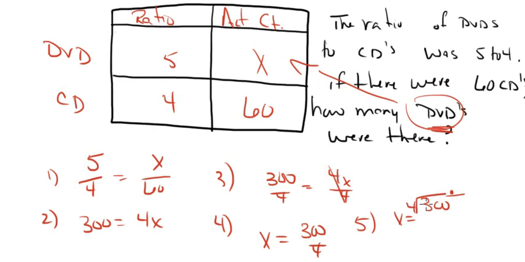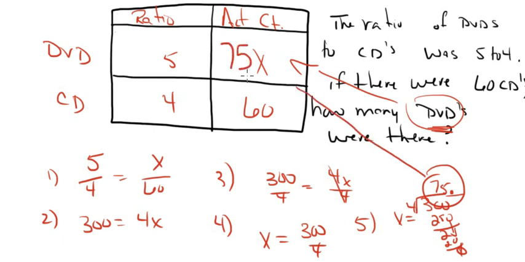4 goes into 30 7 times. That gives me 28. Gives me 2 left over. I got to bring down a 0. 4 goes into 20 5 times. 5 times 4 is 20. So I balance out, and my answer is 75. 75 is my answer. So I put up in here, nice big 75.